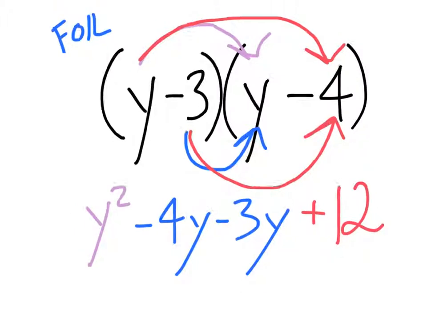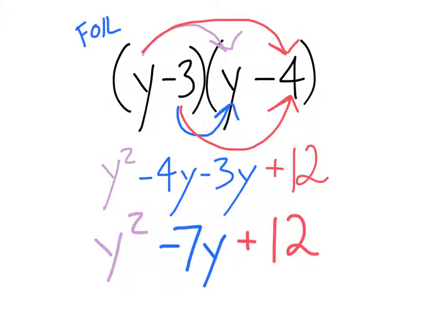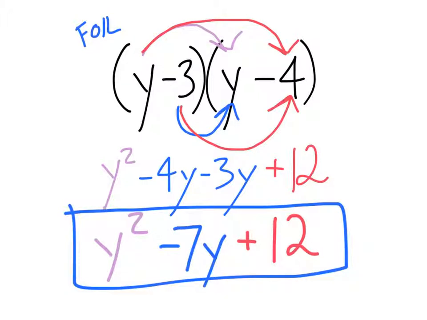Can we combine like terms? We sure can. Negative 4y minus 3y is going to give us negative 7y. And when we bring down the remaining terms, the y squared and the positive 12, we've solved this, and we've found a new trinomial. We've simplified this expression.